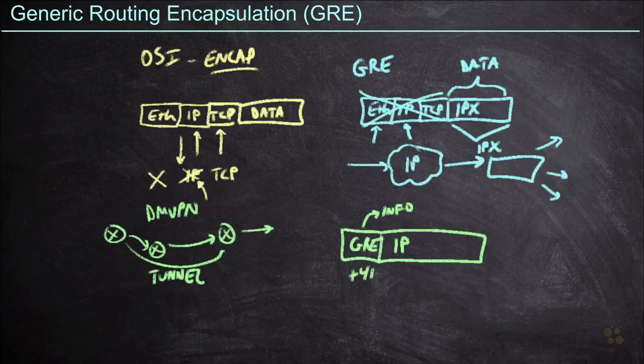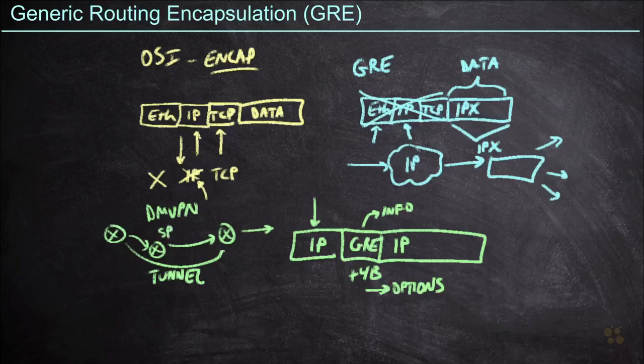This header is only 4 bytes in size, but it can actually increase as we add additional options. So we have to be careful about that in our MTU calculations. Next, we put another IP header in front of it. And it's this IP header that our underlay routers are going to look at as we're forwarding the packet.